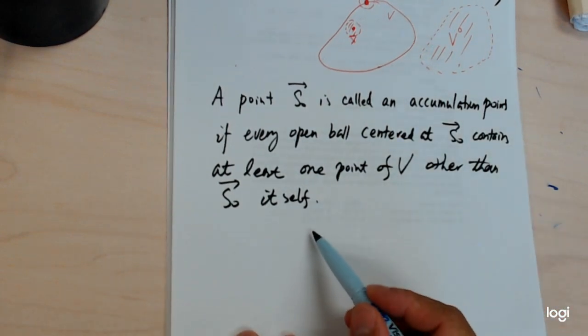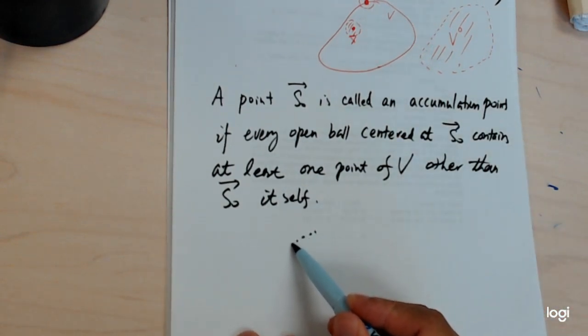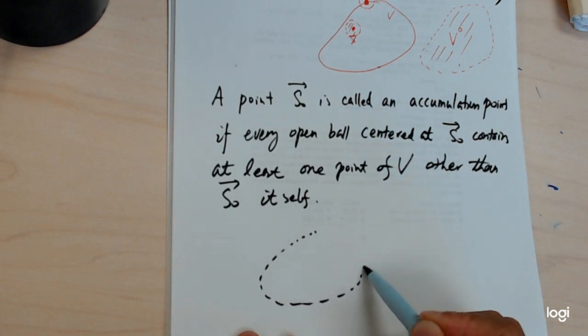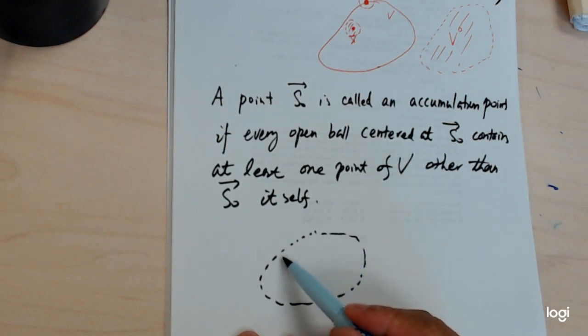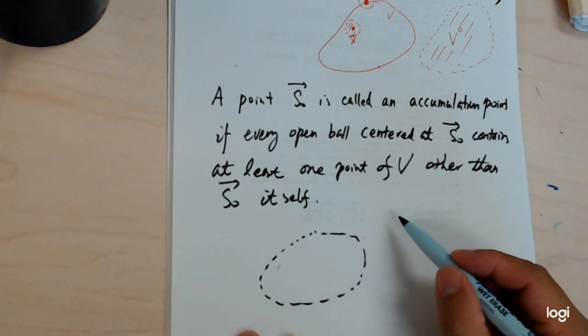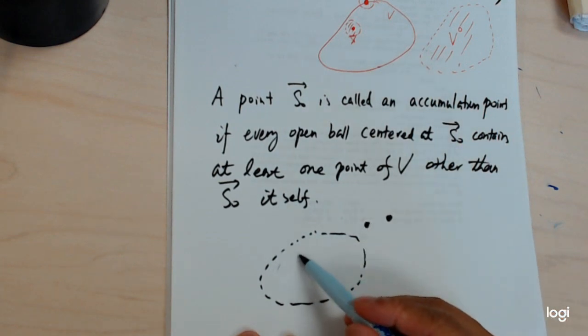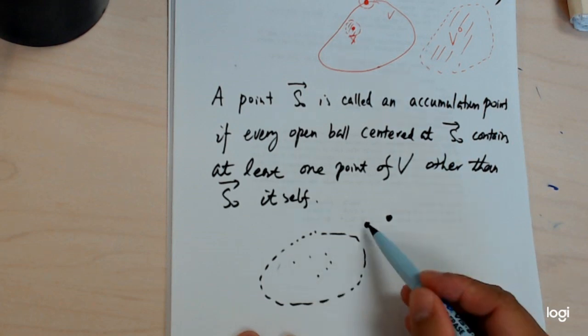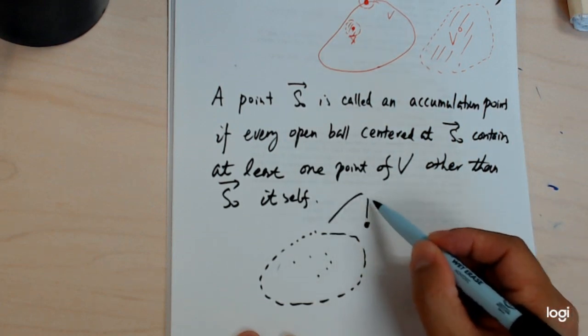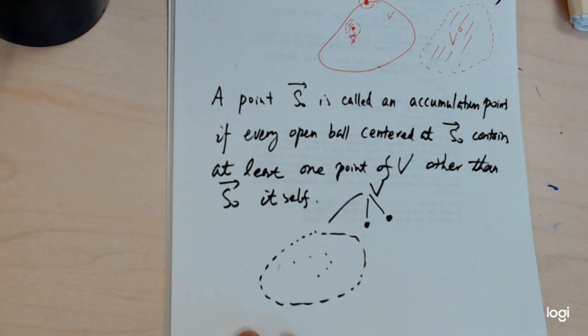So here, let me make up an example like this, okay? This is the boundary of the set. Everything inside, there are a lot of points in here, along with this guy and this guy. So everything inside here, along with those two guys. All right, that's my V.